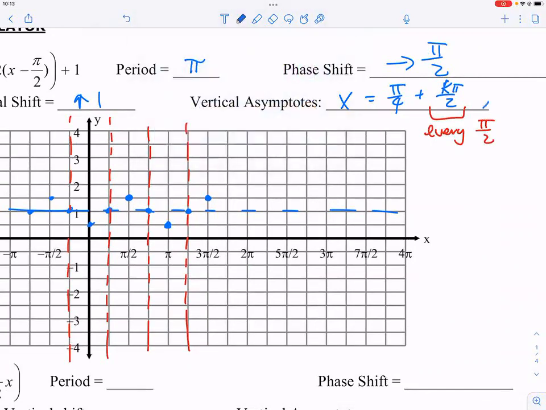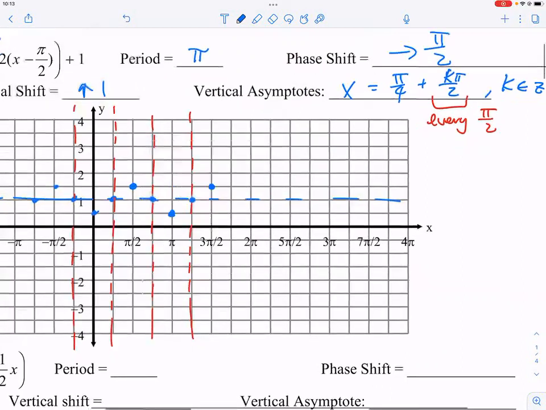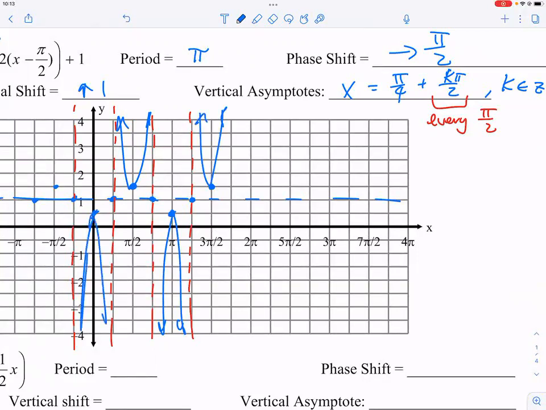Now, some of you would also put k is an integer. That's fine. If you don't write it, I'm cool too, because I know what you mean. But I need you to know that k pi over 2 means every pi over 2. That's what the k is here for, every single integer. And then just go ahead and finish the parabola-like structures. But the graph has to agree with your information right there. If they do not agree with each other, then what's the point?